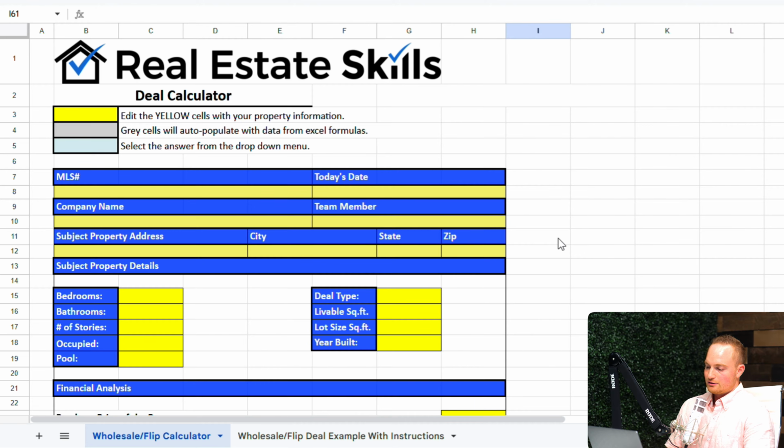Yeah, absolutely. So this deal calculator is something that we use pretty much every day in our investing business. So I always like to start with the end in mind on a calculator like this.